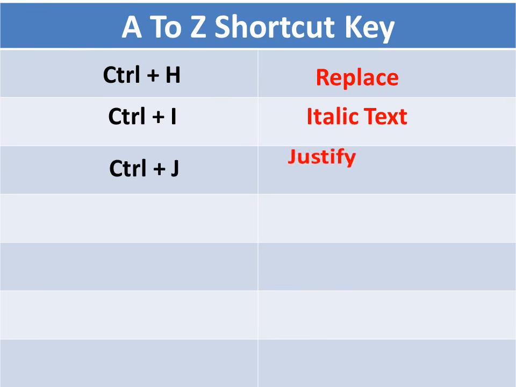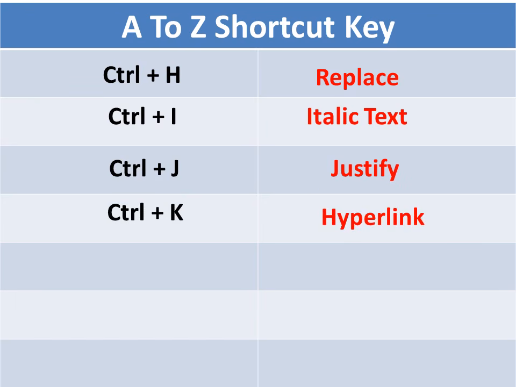Ctrl plus J, justify, justifies your text, aligning it evenly on both left and right sides. Ctrl plus K, hyperlink, inserts a hyperlink. You can link to a website or another file. Ctrl plus L, align left, aligns your text to the left side.